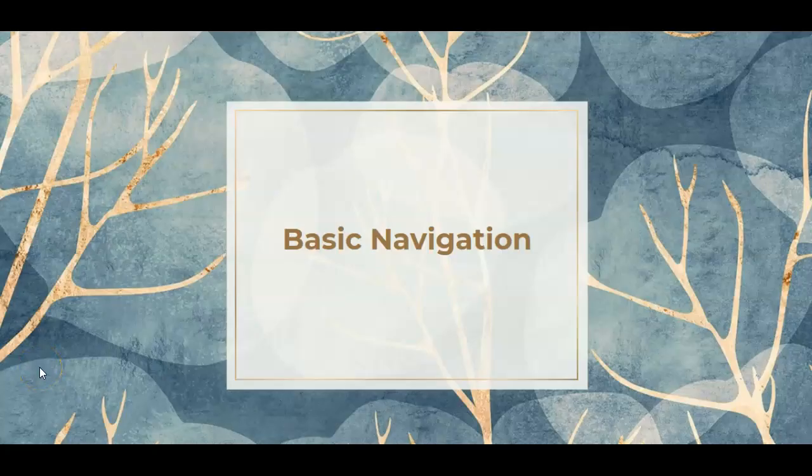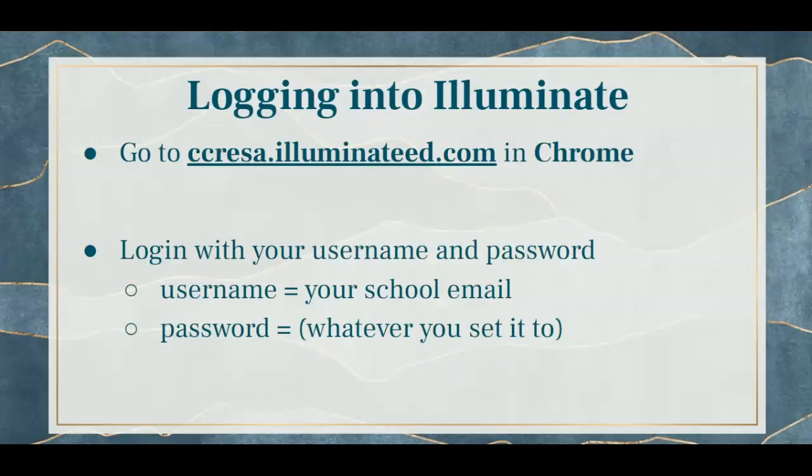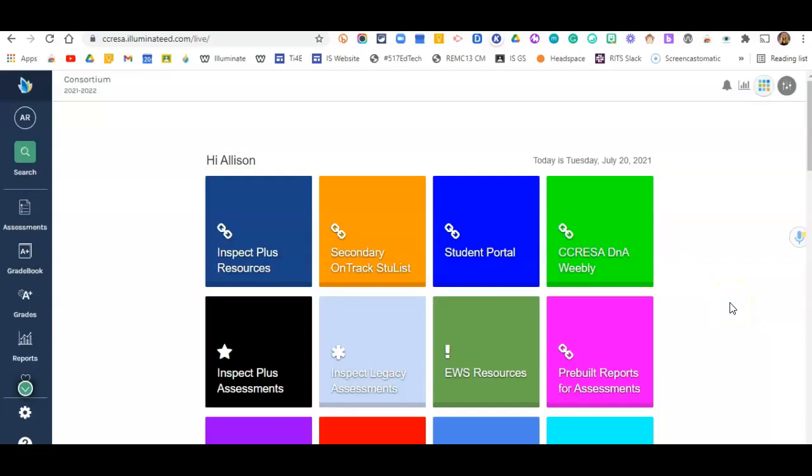So let's start with basic navigation of the Illuminate system. To start, you're going to go to ccresa.illuminateed.com in a Chrome browser, and log in with your username and password. Your username is your school email, and your password is whatever you have set it up to be. And when you're signed in, you will be taken to this landing page called the tile page.